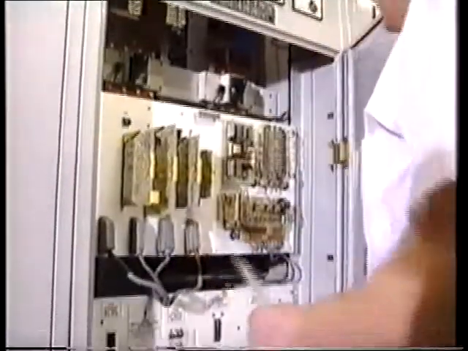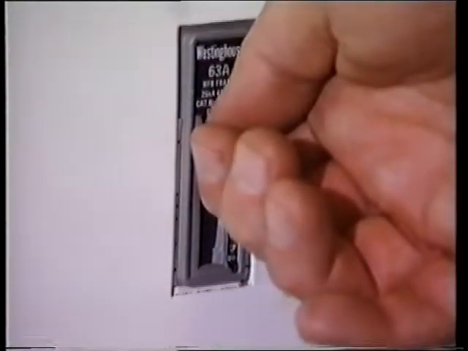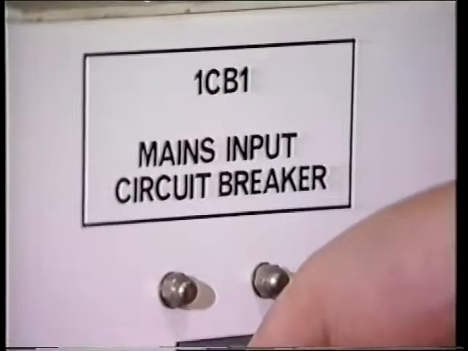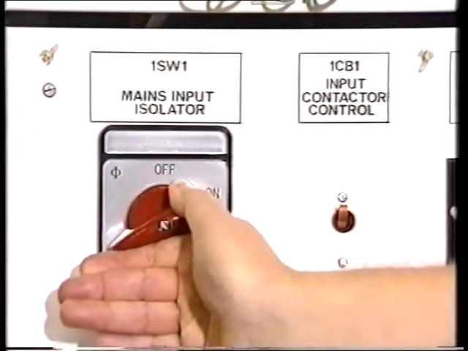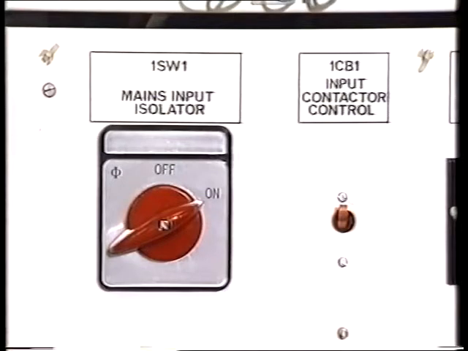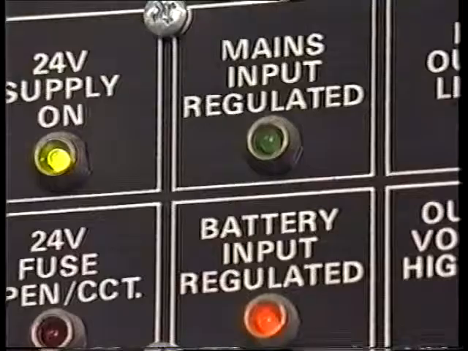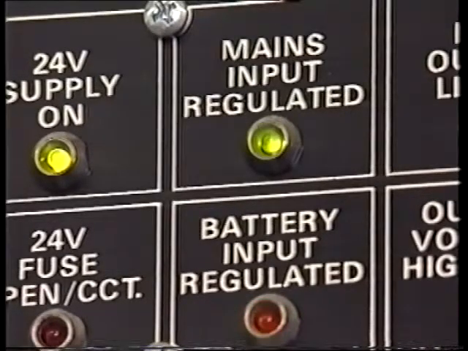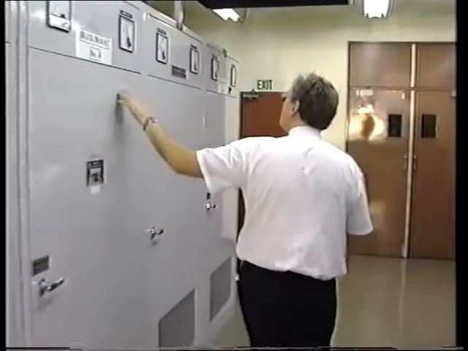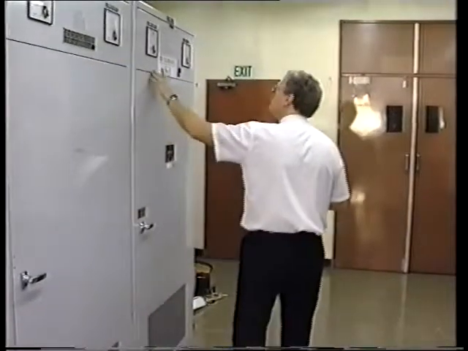Step 3. When AC isolation is no longer required, on the 500 amp buck-boost, switch on the main supply circuit breaker 1CB1. On the 1000 amp buck-boost, switch on the main supply isolator 1SW1. There will be a time delay of approximately 35 seconds before the buck-boost power supply switches to mains input regulated. The charger should automatically restore at this point. Check that the buck-boost power supply is load sharing with the others and only the 4 green indicators are on.